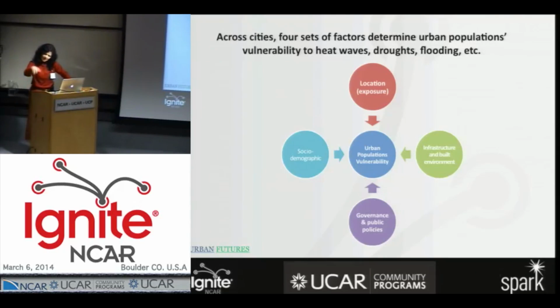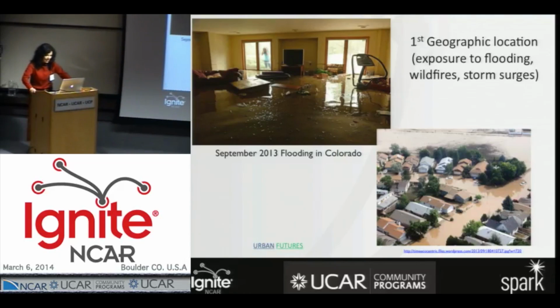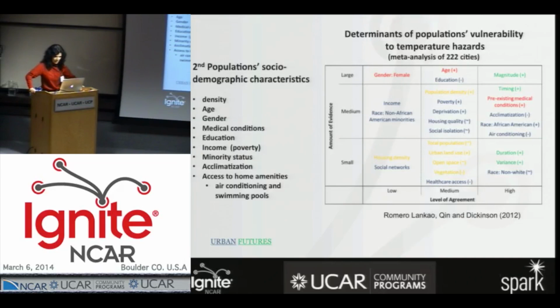Across cities, and then let me move down to the downscale here, 4 sets of factors determine urban populations' vulnerability to heat waves, droughts, flooding, and other hazards. The first is the geographic location, which determines the exposure of populations to flooding, wildfires, storm surges. We could see that from our flooding last year in September.